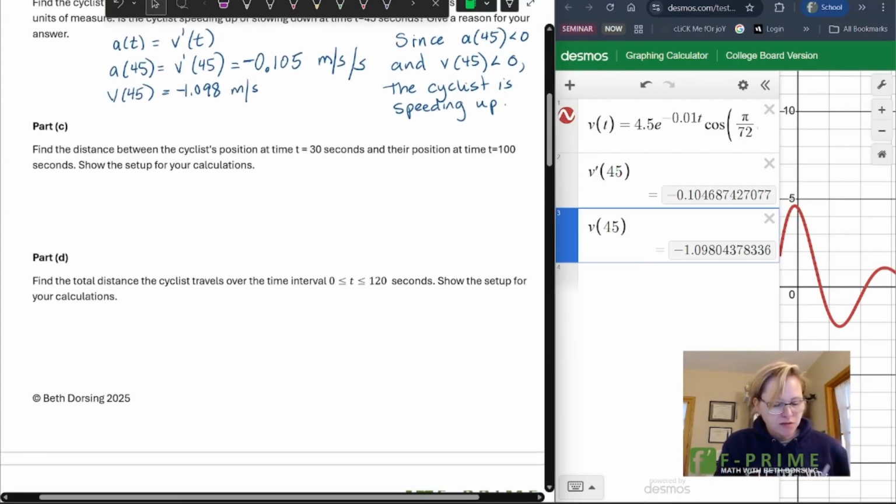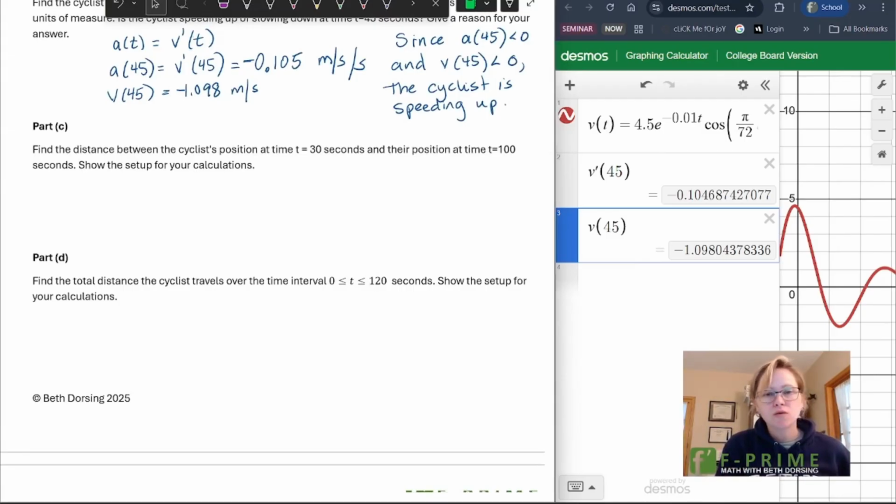Part C says find the distance between the cyclist's position at t equals 30 and their position at t equals 100. So we are going to be looking for the displacement here. So the distance between any 2 points in time is just how far you've moved. Now the little nuance here is that displacement can be positive or negative. Displacement will have direction. So for example, if the displacement is -5, we know that we've moved a net total of 5 units to the left. If the displacement is +5, we've moved a net total to the right of 5 units. So the nuance here is we don't want the displacement purely, we want the distance. And all that means is it's going to be the absolute value of displacement.